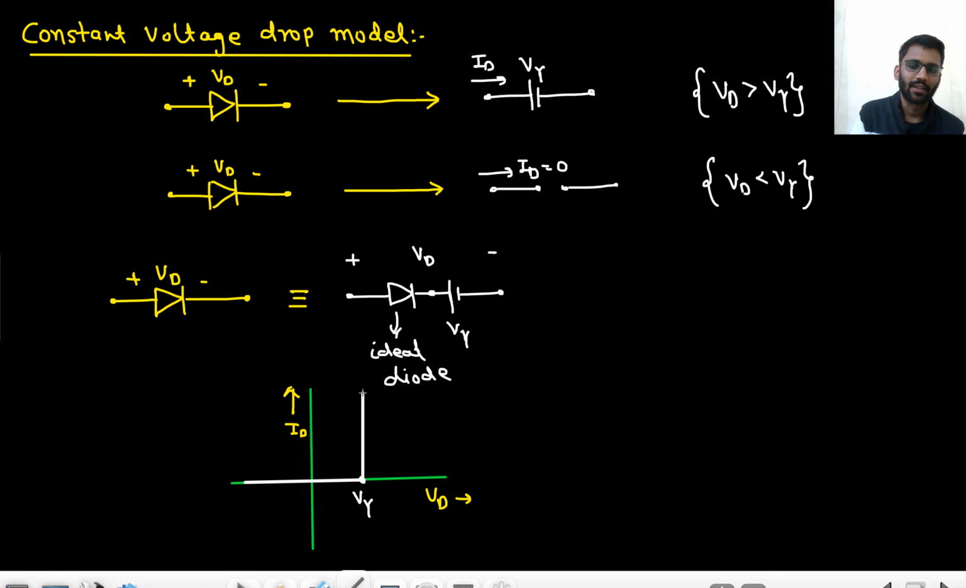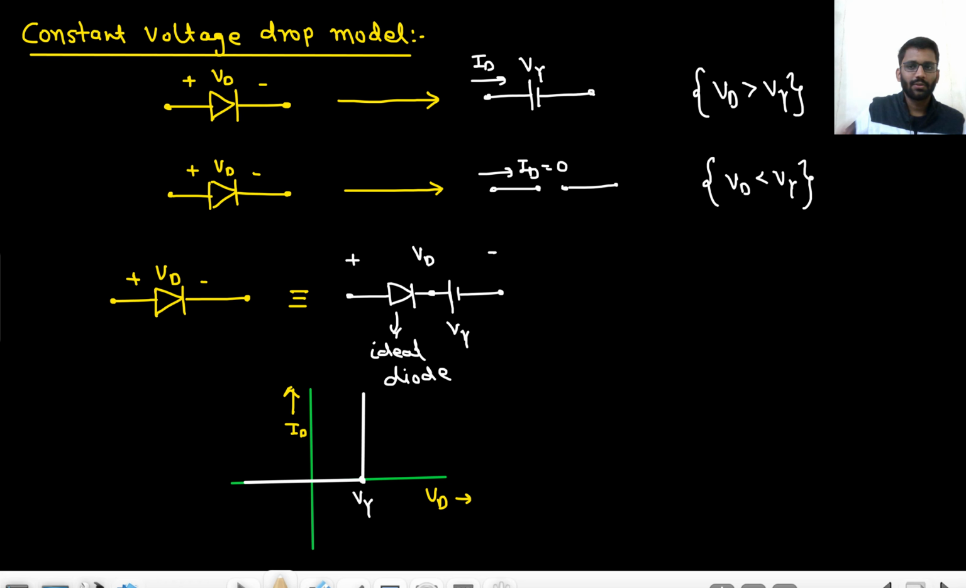What is R1 here? Resistance is 0. That means this slope is infinity, del Id by del Vd. That is infinity only. Right? So are you getting my point? Your diode will be replaced with a single battery, that is V gamma, and Id can have any value. It can have 1 ampere, 2 ampere, 3 ampere, 4 ampere. It can have any value. So this is the analysis.